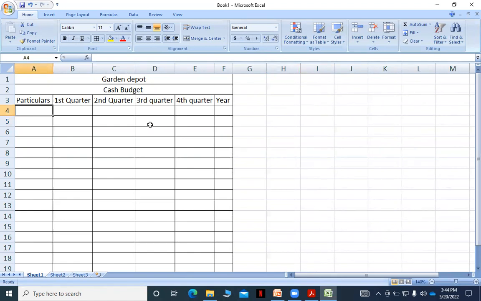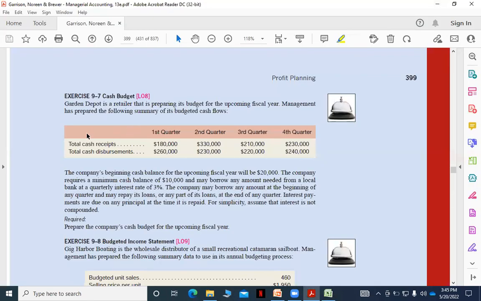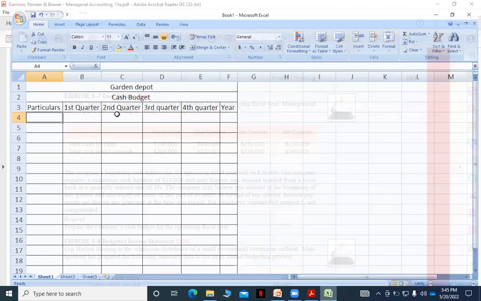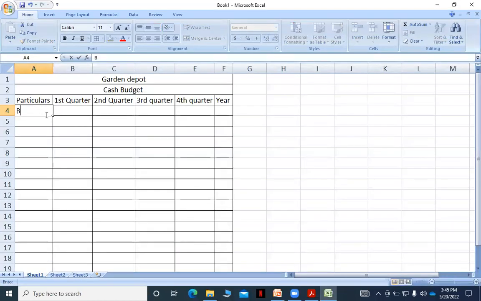Okay. So at the beginning of the period, you need to write the beginning balance. What is the beginning cash balance? If we look at our question, the company's beginning cash balance for the fiscal year will be 20,000. So the beginning balance is how much? 20,000. So you need to write the beginning cash balance first. So you write here beginning cash balance.